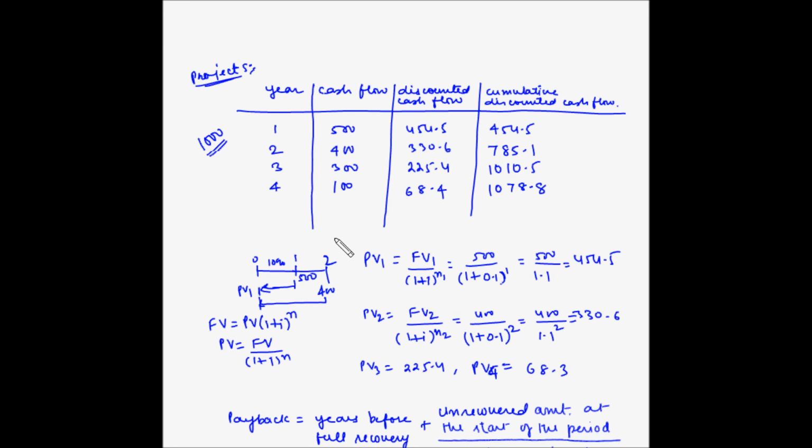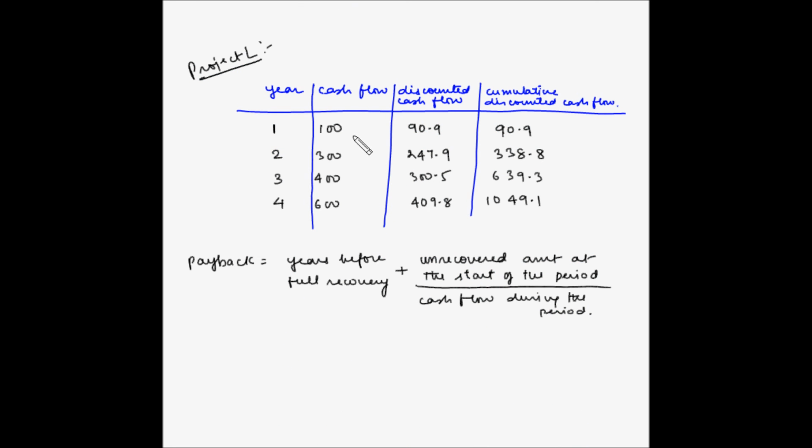Now let's do the same calculation for project L. So as you can see on the screen, I have noted the cash flows for project L received at the end of each of the 4 years. I have also found out the discounted cash flow for each of the years at 10% discount rate. And then I've also found out the cumulative discounted cash flow. Now, as we know, the payback period is years before full recovery plus unrecovered amount at the start of the period divided by cash flow during the period.